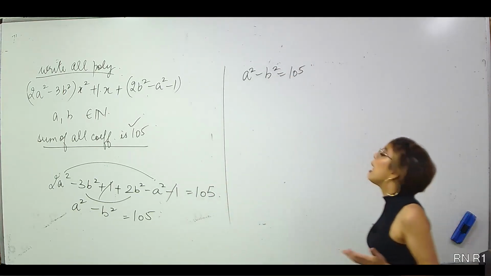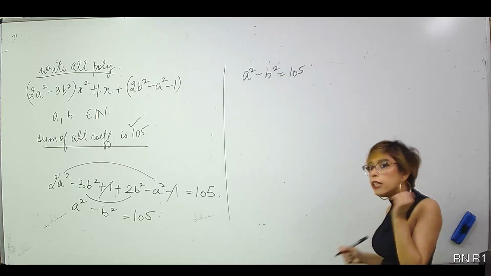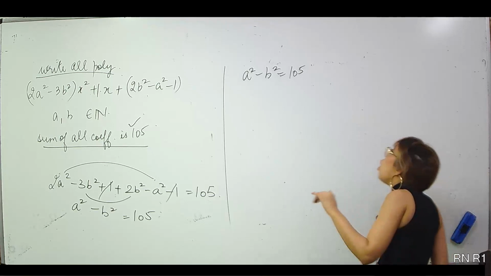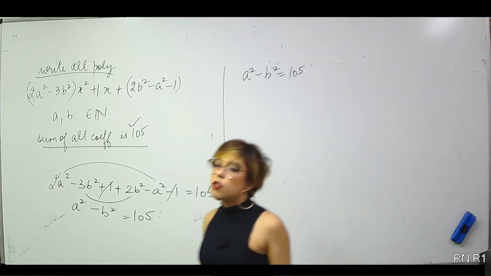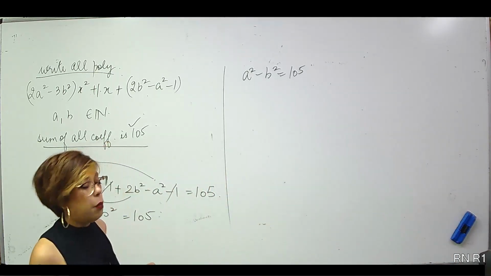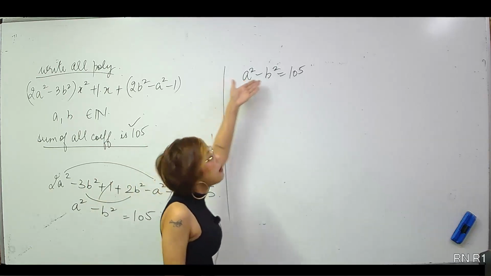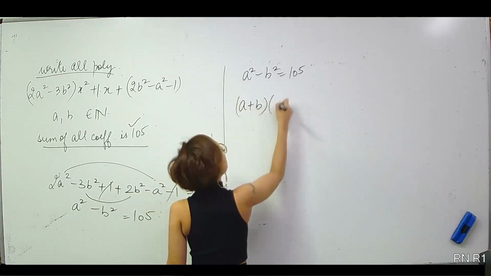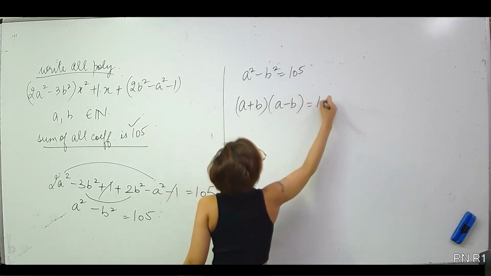The thing is, you will realize that the difference of two consecutive squares, when it comes up to 105, you have covered a lot of squares, right? So, we might want to go for a shorter one. Now, look, a square minus b square. I know the factorization, a plus b and a minus b. This is equal to 105.